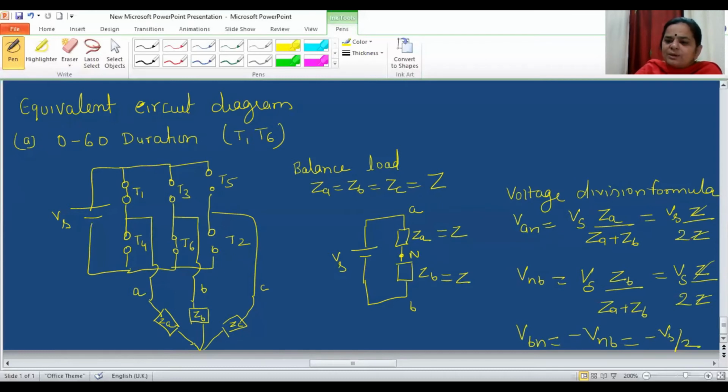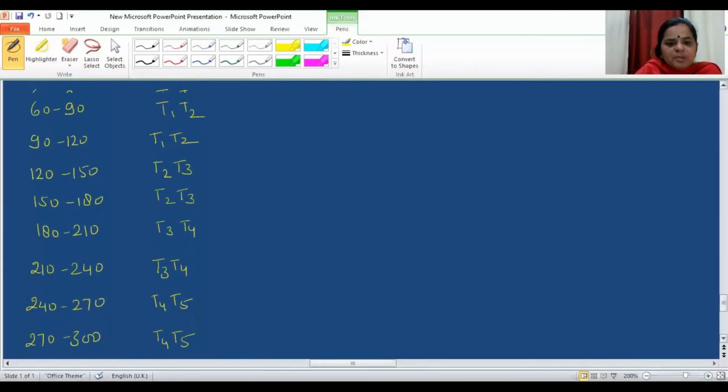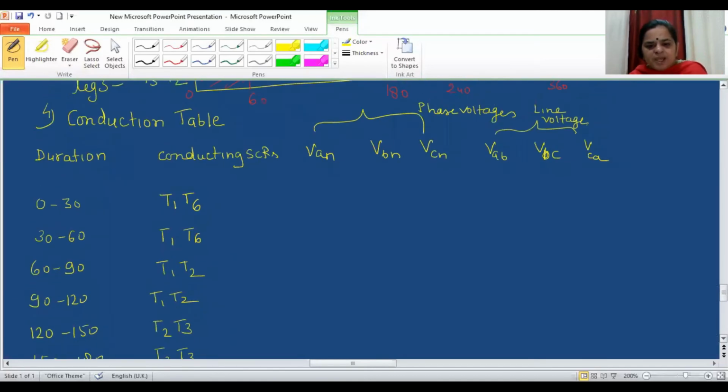So what have we calculated? VAN is equal to Vs by 2. VBN is equal to minus Vs by 2. And the value of VCN is 0. Now as for 30 to 60, the same SCRs are conducting, so the values are going to repeat.